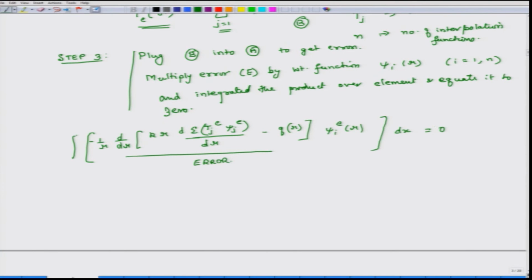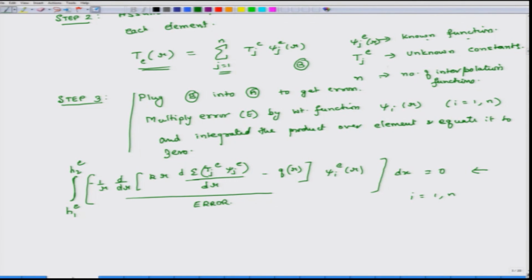And what are the limits of integration? So, this equation is for eth element. So, for eth element, the starting of the eth element is h1e, and the ending of the eth element is h2e. These are the coordinates. Okay. So, for the eth element, this is there. Now, we said that I is equal to 1 to n, and n is the number of interpolation functions. So, just look at this thing here, n is the number of interpolation functions, right.